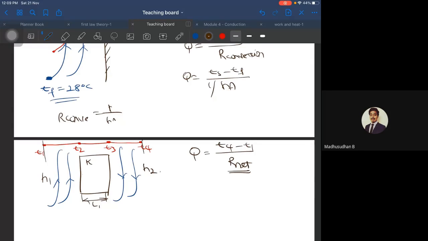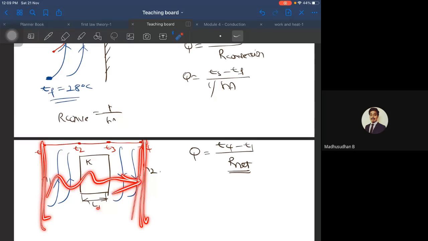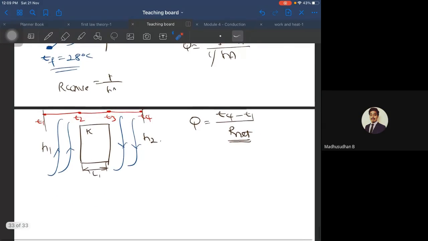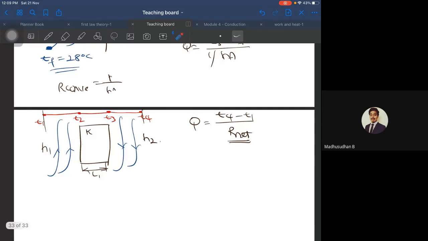If I somehow manage to calculate the total resistance offered for the flow from T1 to T4, the total resistance offered to the flow of heat, I can calculate the overall heat that is getting transferred from T1 to T4. If I calculate the overall resistance, I will be in a position to calculate the overall heat flow. Yes or no? Yes, sir. Correct? So in this case, I must calculate the overall resistance that is being offered.